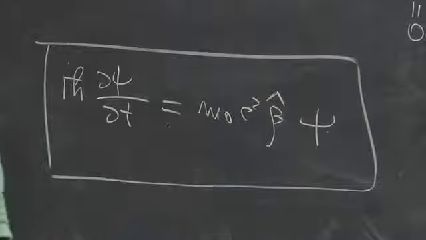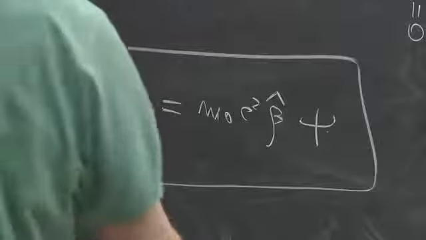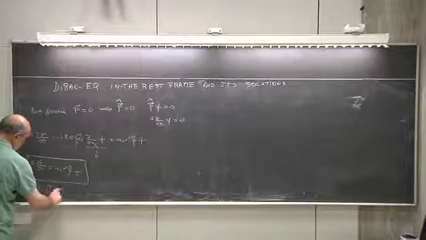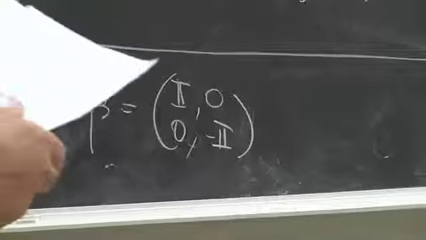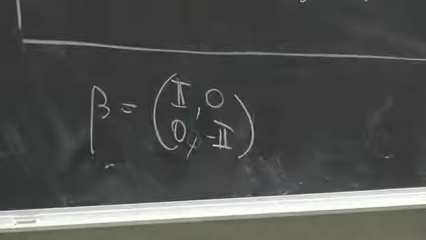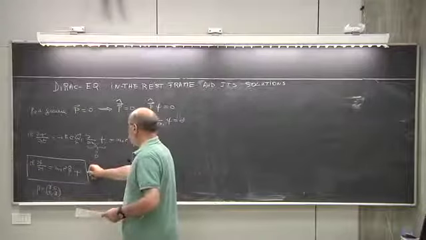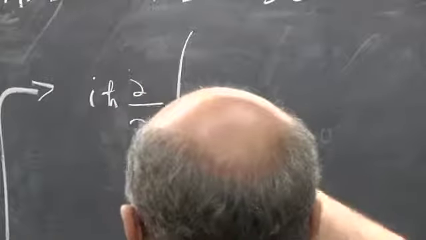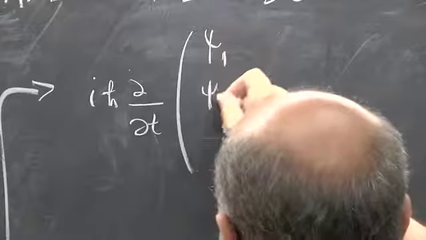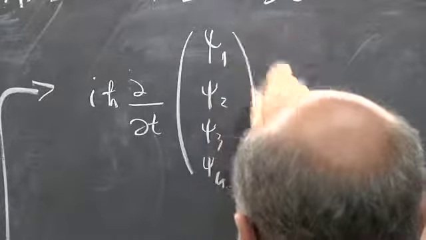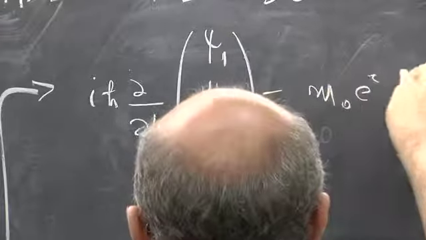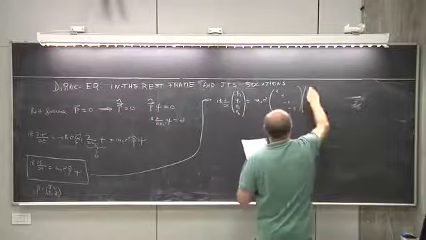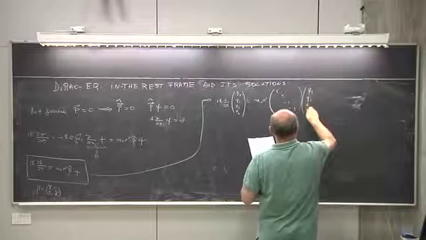Now, do we know the form of the beta? Yes, we know. I don't want to go back again, and the form was this: I, 0, 0, minus I. So this equation with this form, writing all the components, is iħ d/dt of the four components psi1, psi2, psi3, psi4 equals m0 c squared, then beta, which is 1, 1, minus 1, minus 1, times psi1, psi2, psi3, psi4.